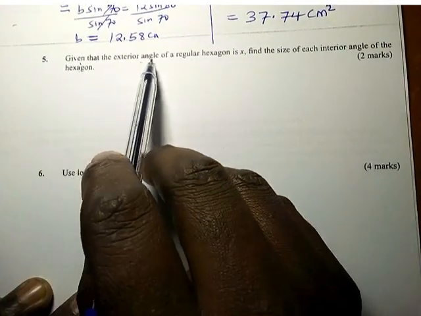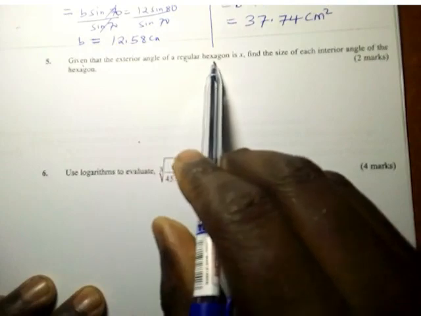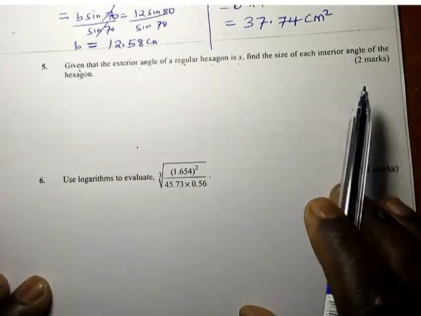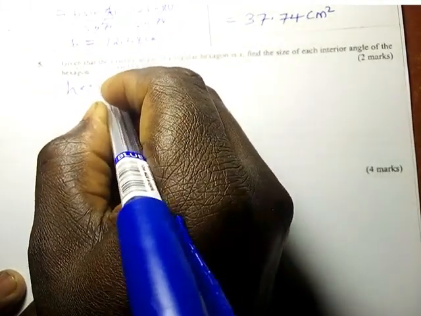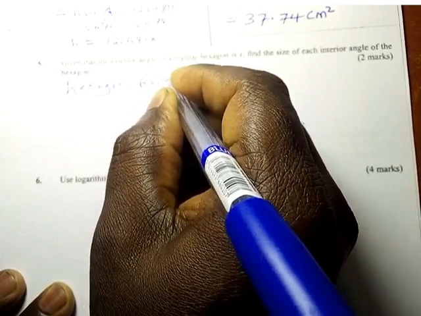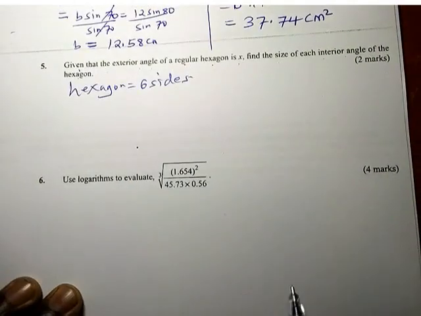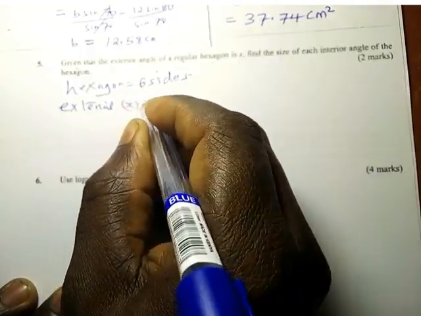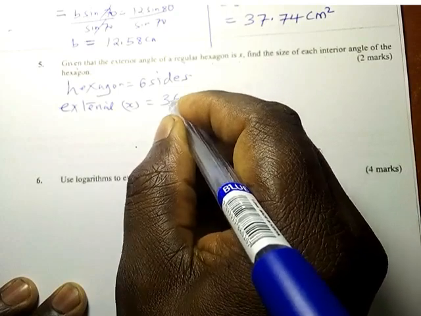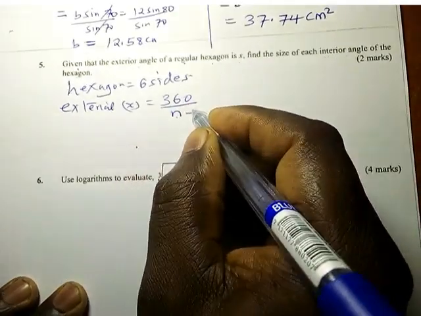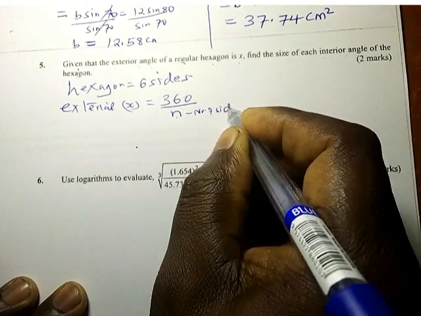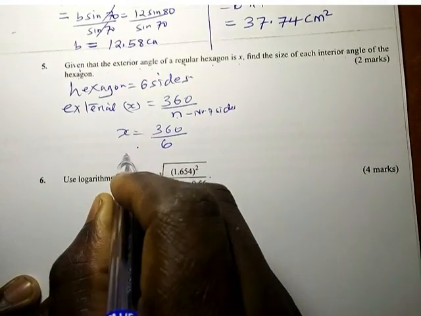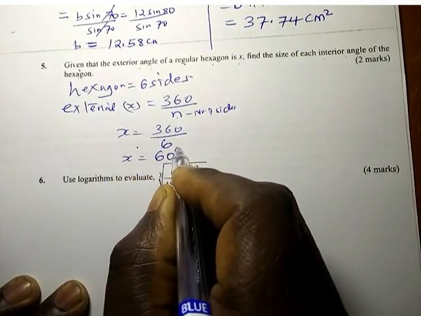Given that the exterior angle of an irregular hexagon is x, find the size of each interior angle of the hexagon. Hexagon means 6 sides. The exterior angle, which is now x, is equal to 360 divided by n, where n is the number of sides. So x is going to be 360 divided by 6. So x is equal to 60 degrees.